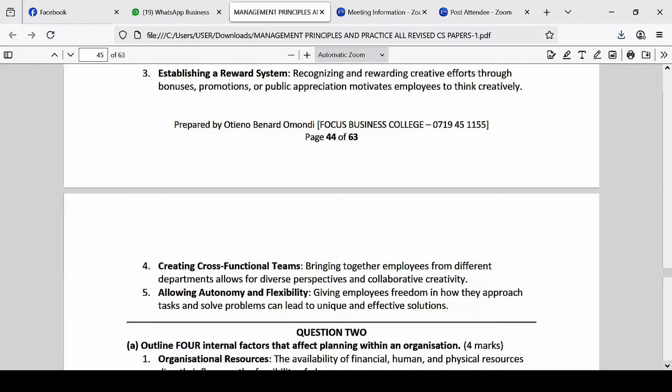If you give me work to do, don't follow me up so much. Allow me to use my skill to solve that problem. That's called autonomy. So giving employees freedom on how to approach tasks and solve problems can lead to what? Unique and effective solutions. So give them a problem, but let them use their own skills, their own intelligence to solve the problem. Ensure that you try as much as possible to allow them to use their own skill to solve it. They become creative in solving that problem.